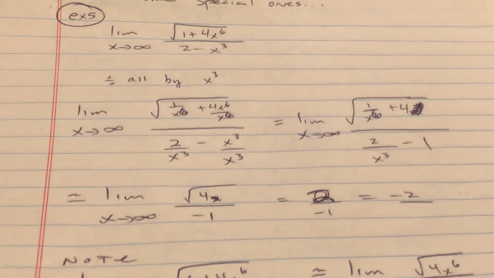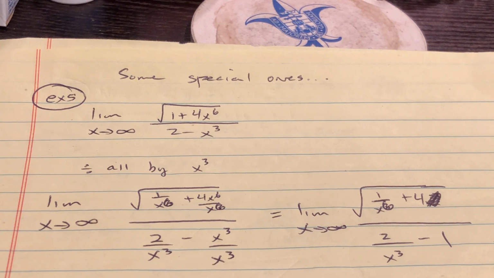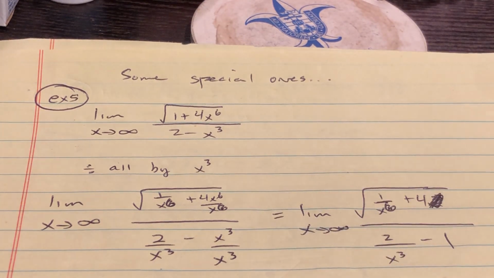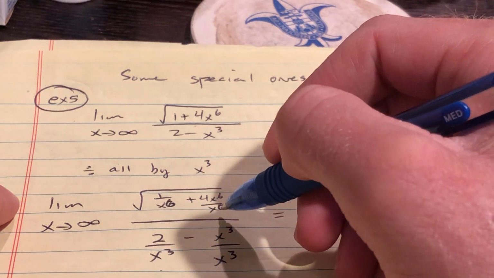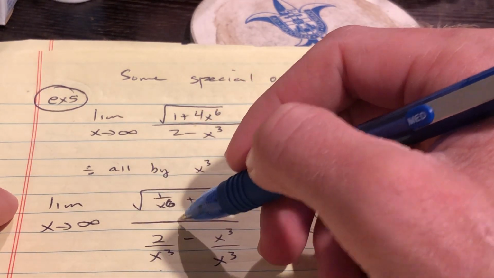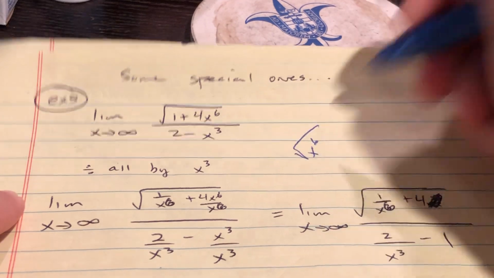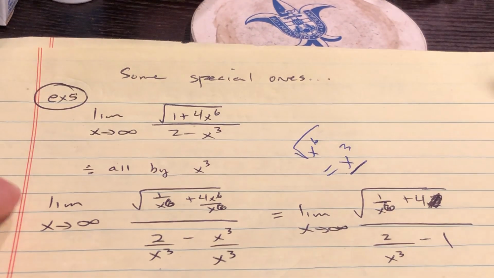Okay, some special ones. I'm a big fan of these. What could we do here? The highest power in the denominator is x to the 3rd, so I'm going to divide everything by x to the 3rd. But remember, you're going inside of a square root here. So I wouldn't put x to the 3rd in the square root, because when you take the square root of x to the 3rd, you get x to the 3 over 2. So actually, inside the square root, I need to put x to the 6th, because the square root of x to the 6th is x to the 3rd.